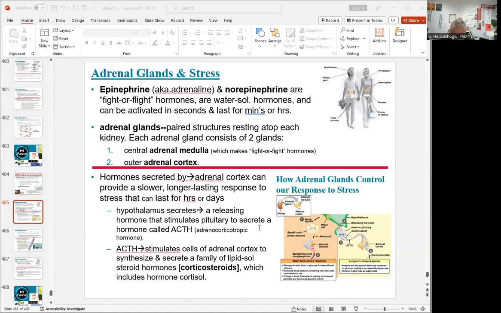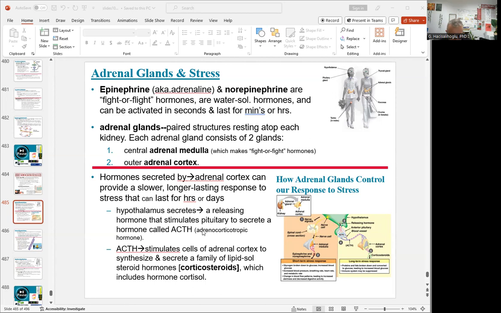and epinephrine. Stress hormones, which is cortisol, also make muscles resistant to glucose, which you can see can also be linked to diabetes. Epinephrine, which is also called adrenaline, and norepinephrine are fight or flight hormones. They are water-soluble hormones and can be activated very quickly, lasting minutes or hours. Again, there are some examples of these hormones and how they work.